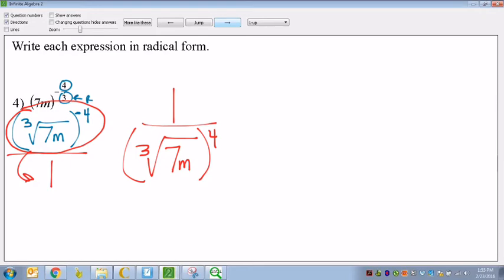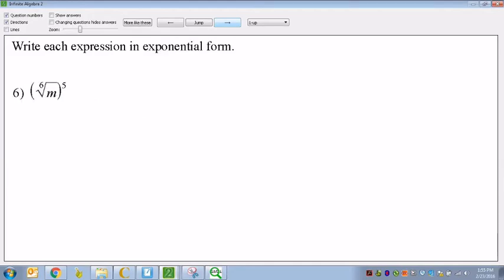All right, and of course, if we can go from exponential form to radical form, we can go the other way. So now I have it in radical form, I need to go to exponential form. Okay, so 6 is my root, 5 is my power, and m is obviously the base, so it's m to the 5/6 power, right? Because the root goes on bottom, power goes on top. Because obviously if you're more powerful, you go on top.